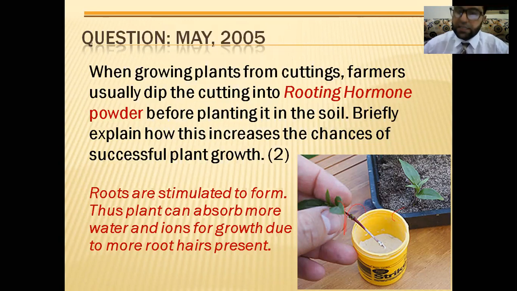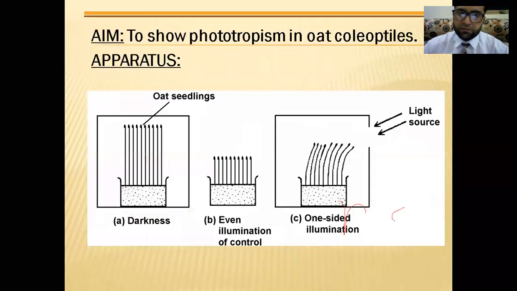If it is stimulating the root, the plant can absorb more water and ions for growth, due to more root hairs being present. Because more root hairs are present, the root size is large and lengthy, so because of that the plant will absorb more water and ions.